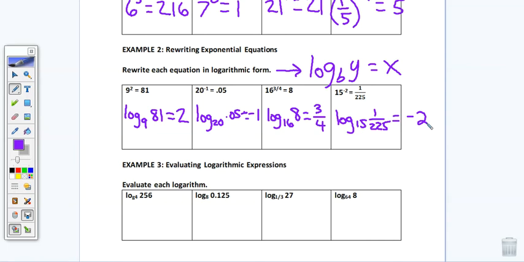Okay, well, you understand how to go from logarithmic functions to exponential functions and then back again? Okay, that's all example 1 and 2 are. That's pretty simple, isn't it? Okay, honestly, it's almost too simple, isn't it?